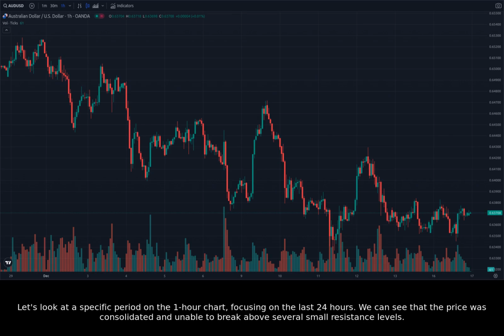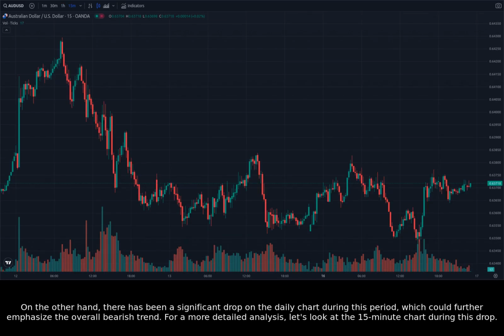We can see that the price was consolidated and unable to break above several small resistance levels. On the other hand, there has been a significant drop on the daily chart during this period, which could further emphasize the overall bearish trend. For a more detailed analysis, let's look at the 15-minute chart during this drop.